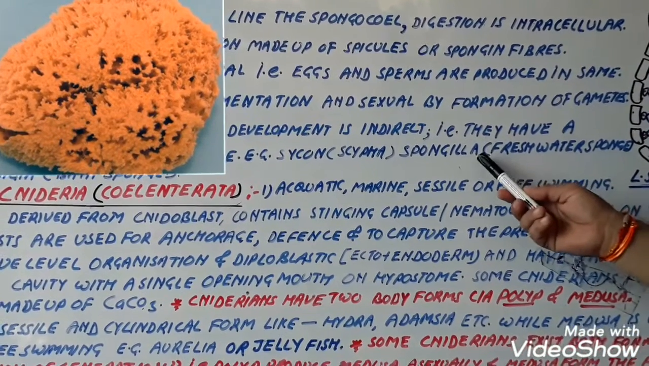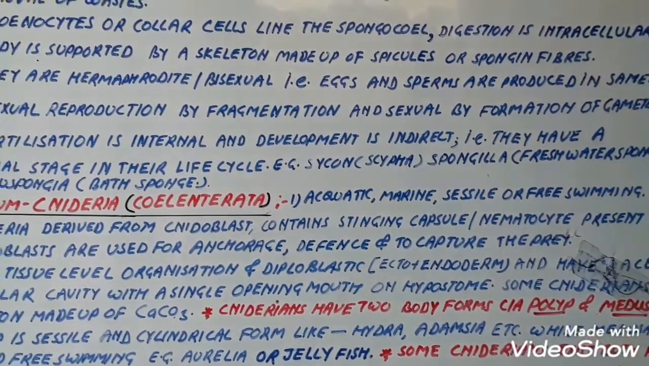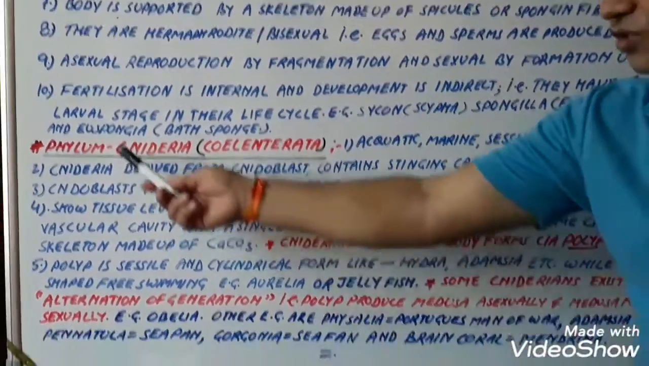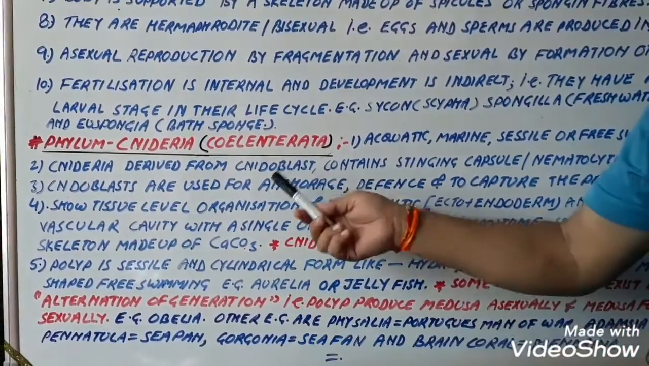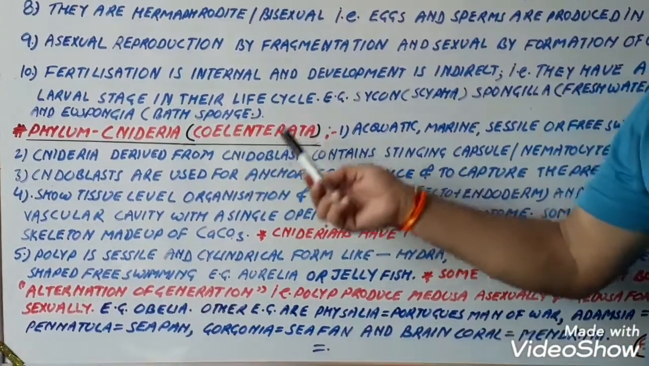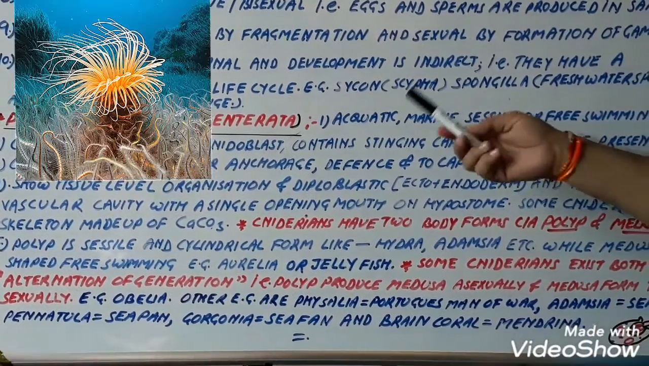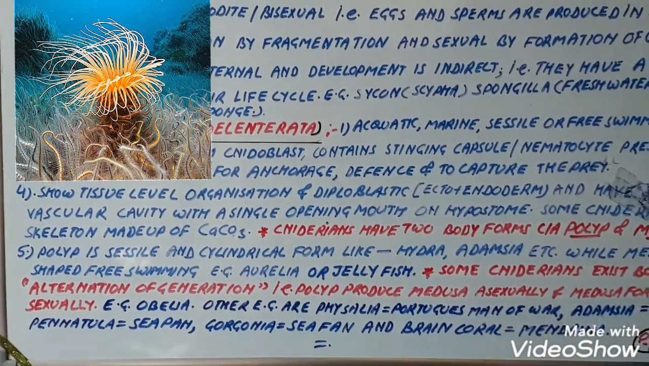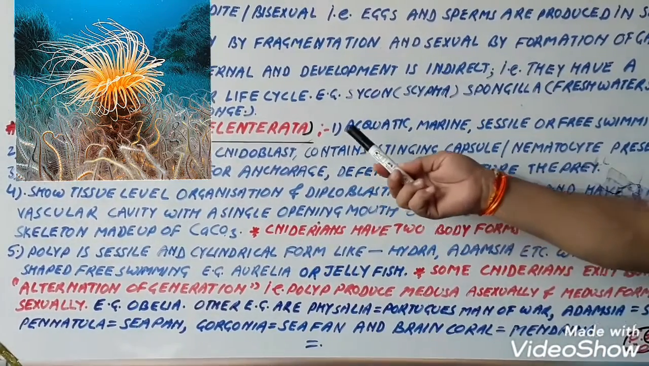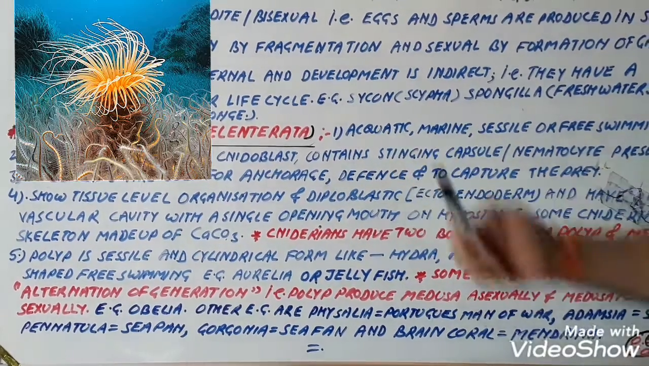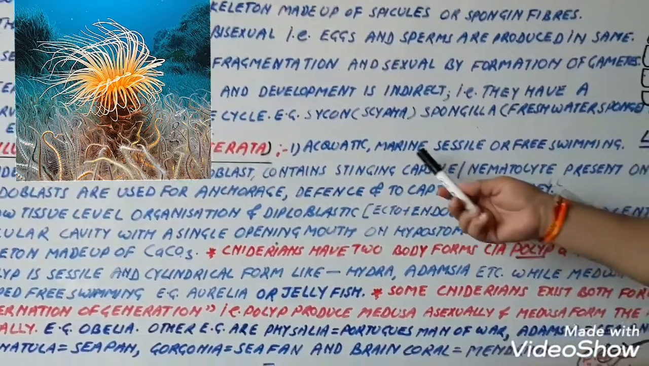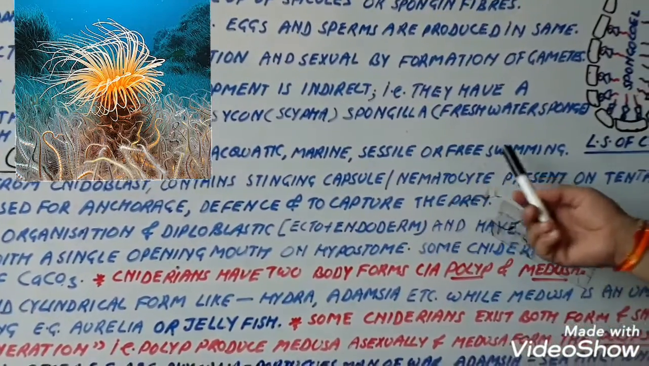So this is all about the characteristic features of phylum Porifera. Now, characteristic features of phylum Cnidaria or Coelenterata. Cnidaria is also known as Coelenterata. So they have these following characteristic features. The members of Cnidaria or Coelenterata are aquatic, marine, sessile or free living.